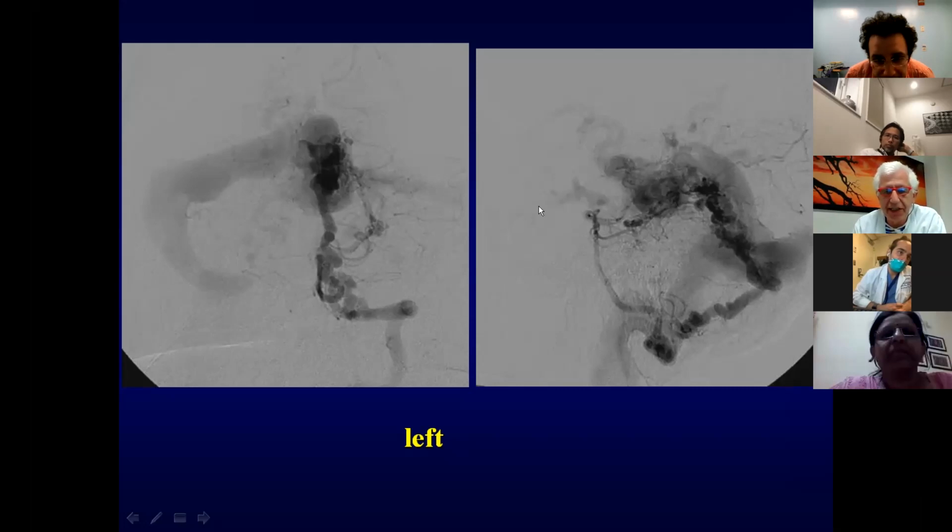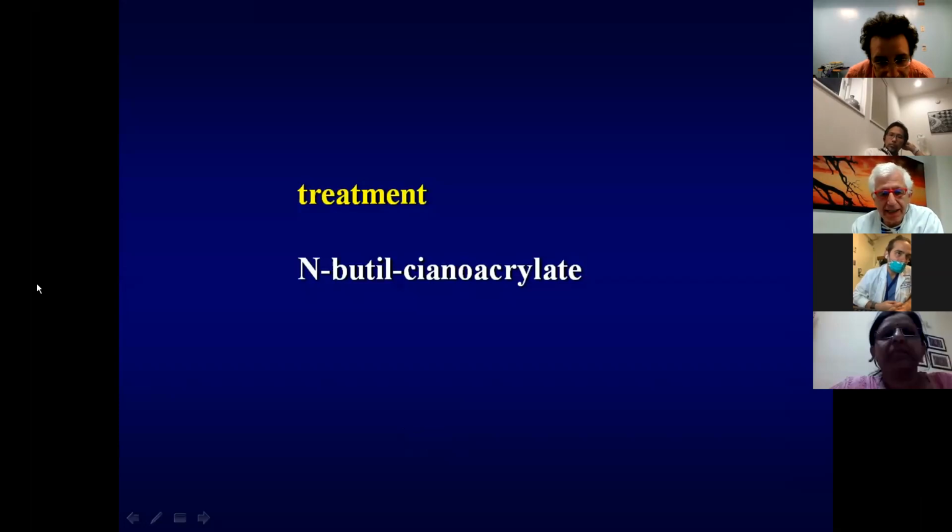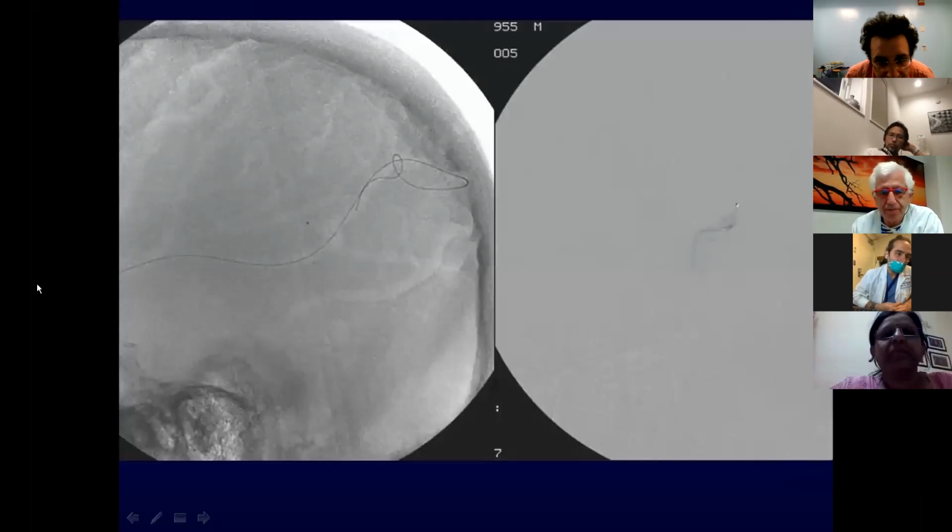You can see here already that from the vein, which is more or less in the region of the vein of Galen, the drainage is going forward, both into the internal cerebral vein and into the basal veins. So at that time, we decided to use glue just to bring down the fistula and lower the overall flow inside the fistula.